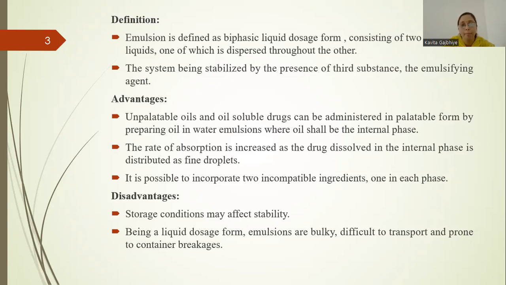Basically, emulsion is a mixture of two immiscible liquids. The best example of two immiscible liquids is oil in water. When we use an oil soluble drug or an unpalatable oil, they are very difficult to convert into a dosage form because they are water insoluble. Such water insoluble or oil soluble drugs can be formulated or administered in the form of emulsion, because emulsion contains two immiscible phases. One of the phases is always oily in nature, so we can formulate the oil soluble drug or unpalatable oil in the form of emulsion.